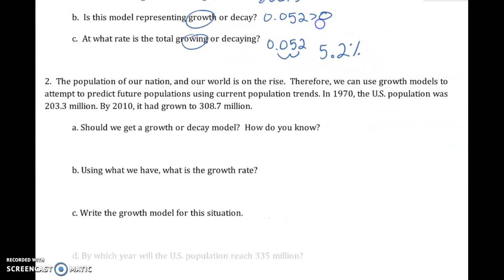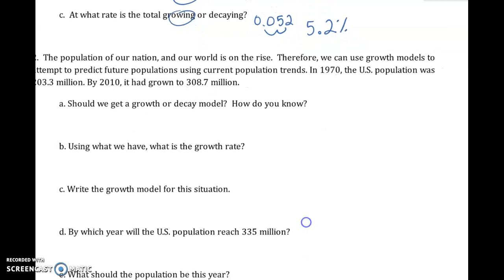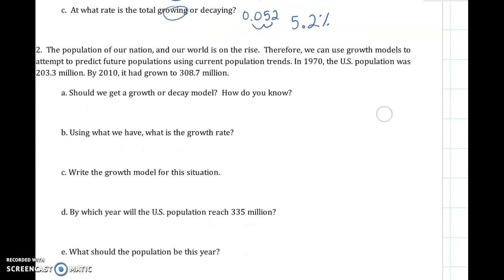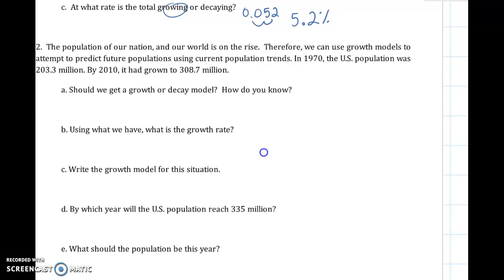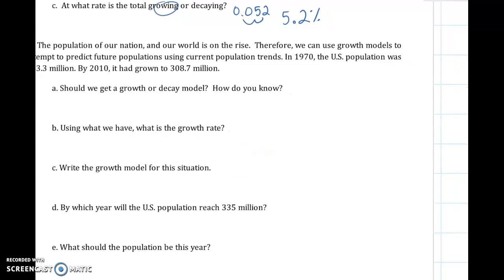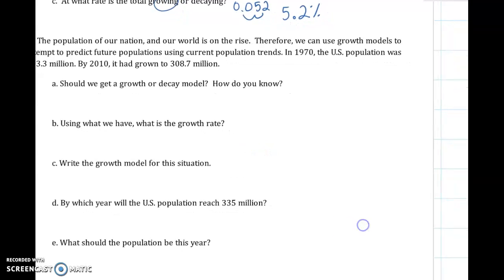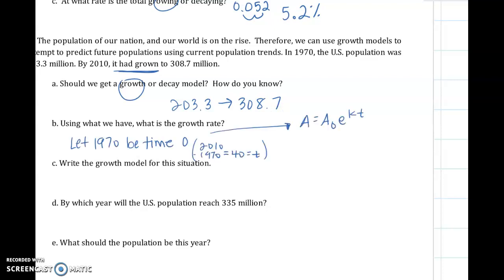If you move on to the second one, it says the population of our nation is on the rise. Read through that. It says in 1970, we had a 203.3 million population, and in 2010, we had a population of 308.7 million. Should this be growth or decay? We're going to say this is going to be growth. How do we know? Because it says that it's grown. This is going from 203.3 all the way to 308.7 million. Using what we have, what is the growth rate?